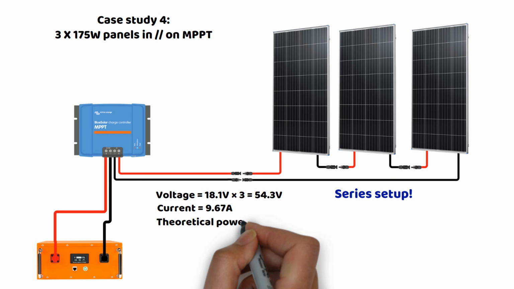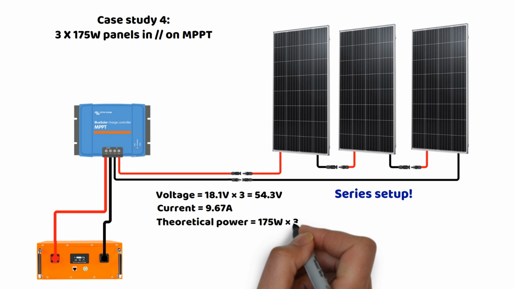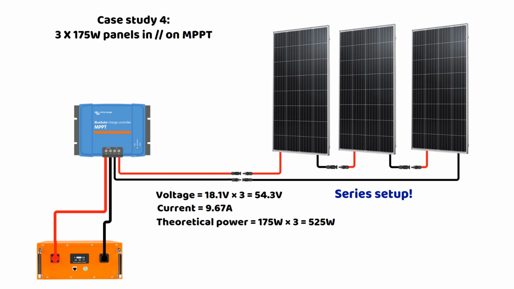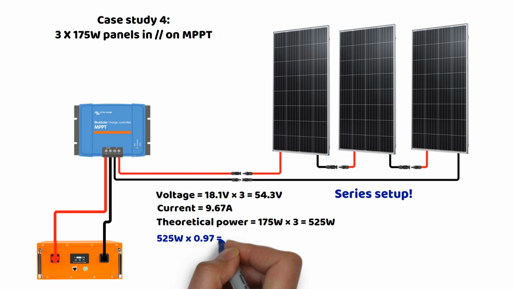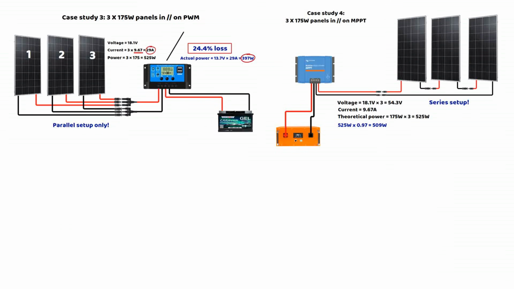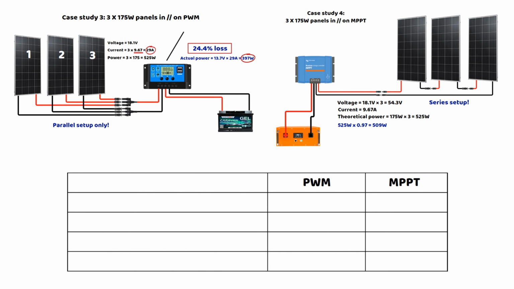And the total theoretical power, 175 watts times 3 equals 525 watts, no change here. The MPPT converts this higher voltage into usable current for the battery. So, assuming an efficiency of 97%, we are looking at around 509 watts out of a theoretical 525.